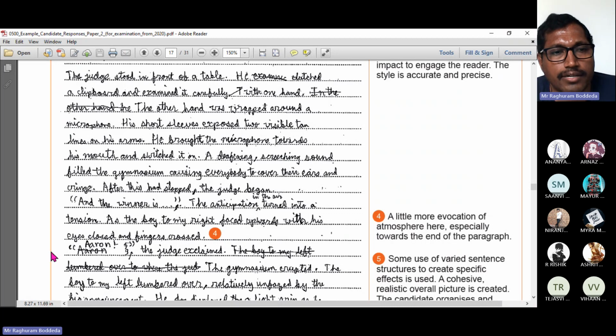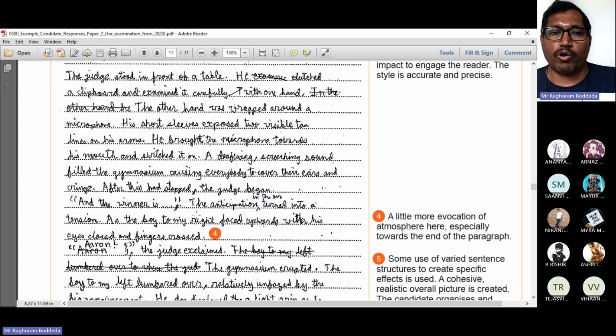Now, as the boy to my right faced upwards, he brings in the feelings, the sensory element. He faced upward with his eyes closed and fingers crossed. So eyes closed and fingers crossed, a kind of emotion he brought into these discussions, showing how the person looks. It is again coming to the right face.